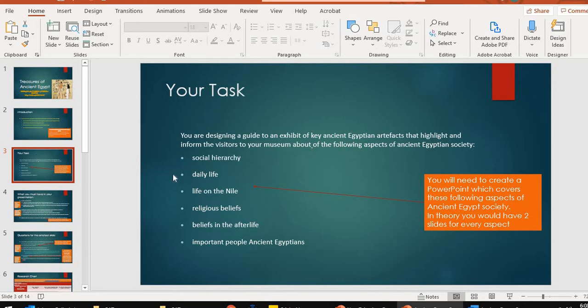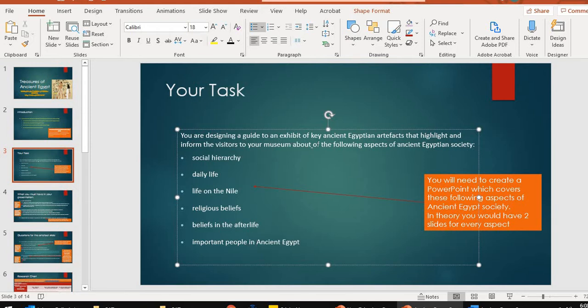So in your task, you are to design a guide to an exhibit, and I'm going to recommend a PowerPoint presentation. What I've done for you on that one is I've actually created a template, and we'll be going back and forth with that as well. So you need to have an exhibit which includes social hierarchy, daily life, life on the Nile, religious beliefs, beliefs in the afterlife, and important people in ancient Egypt. And we'll fix that up first.